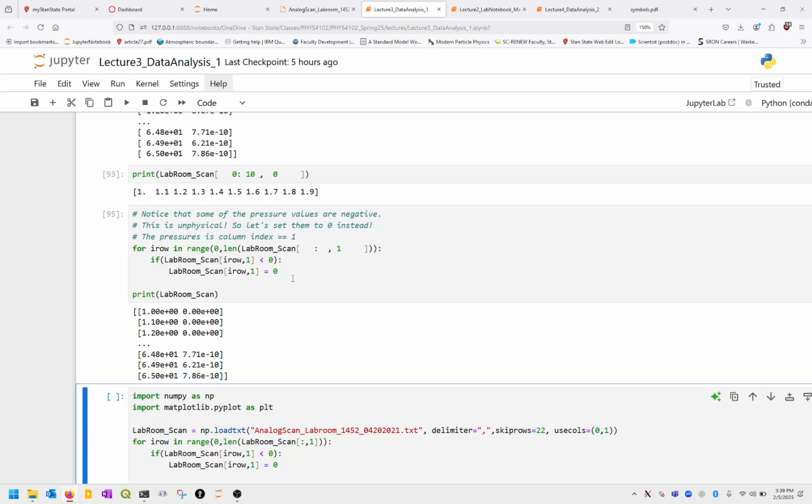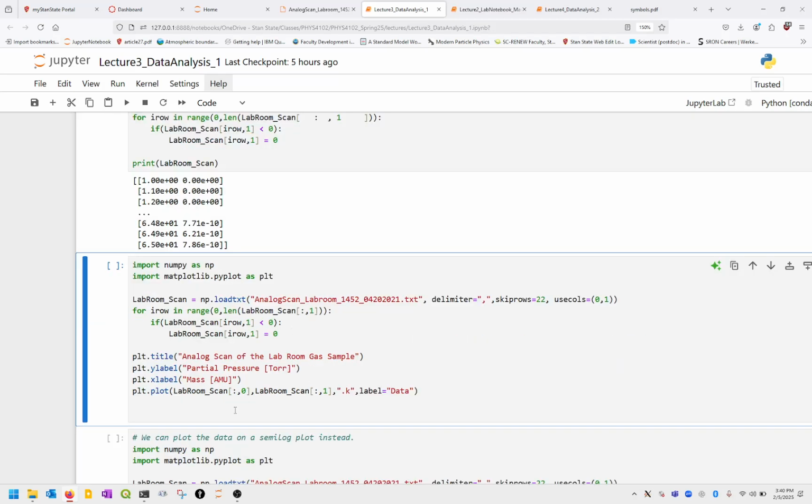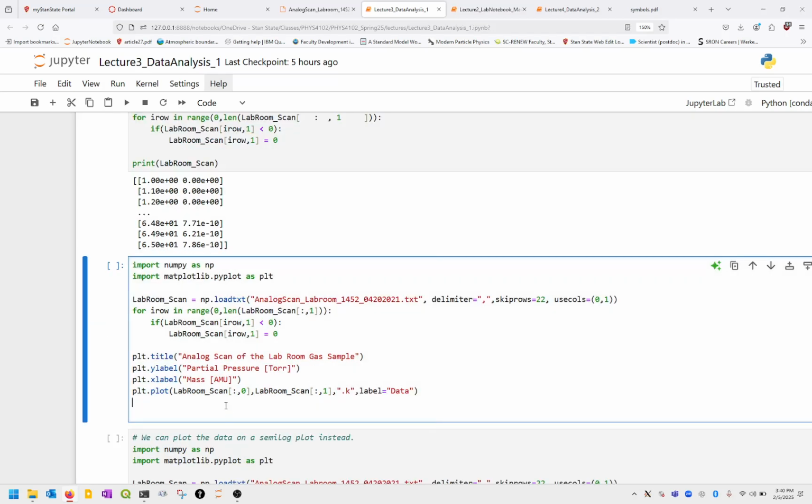Okay. Everybody okay? All right. So now let's plot it. In order to plot things, once again, we need this pyplot thing, PLT. Basically, I loaded the data again, and then I did a little for loop to clean it up and get rid of all the negative numbers. And all I'm going to do is plot it.